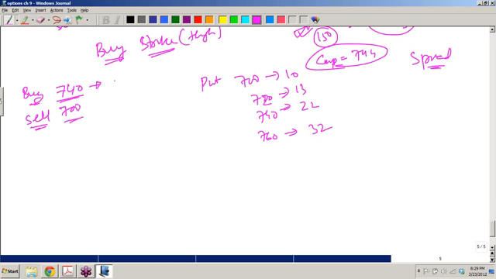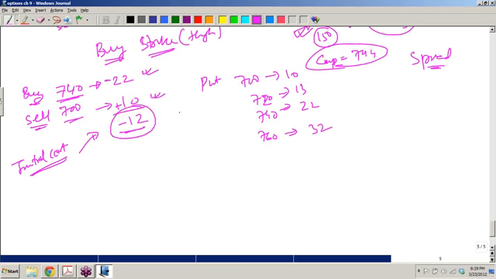When you are buying 740, the premium to be paid is 22. Selling the other, the premium is negative. So this is your initial cost. That is, you are buying a higher premium and selling a lower premium. So this is minus 12.